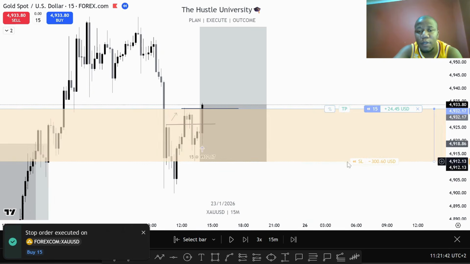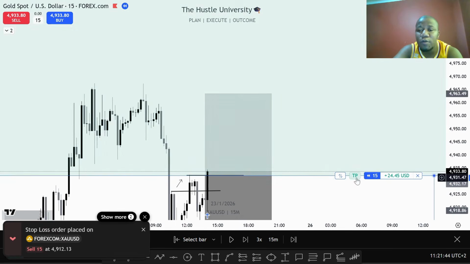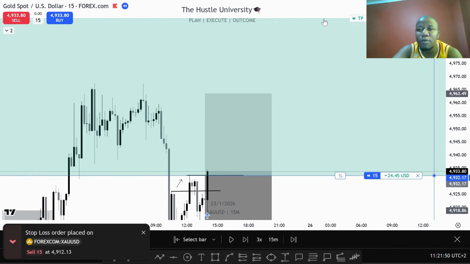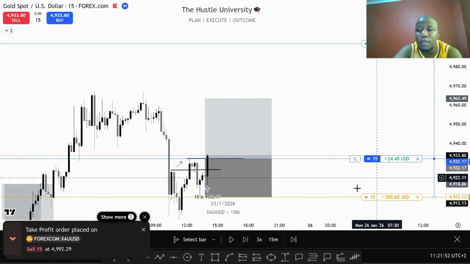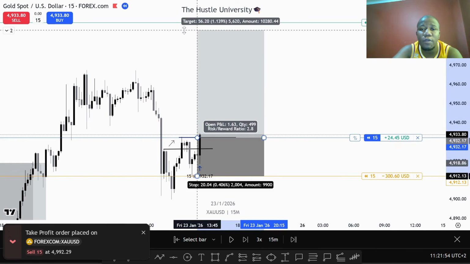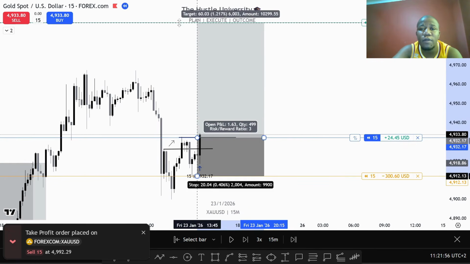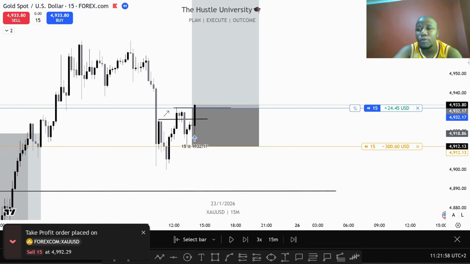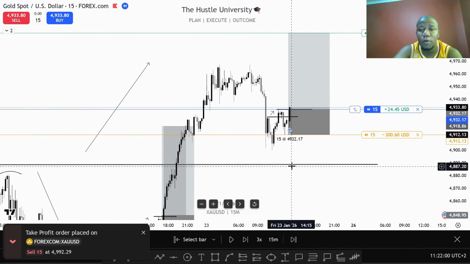Let's say your stop loss was just about $300. So you should be able to make about $900 if you're going for a 1:3. You get what I'm saying? So you should be able to make about $900 because you're risking $300 to make about 1:3. You get what I'm saying? So 1:3, there you have it. 1:3.